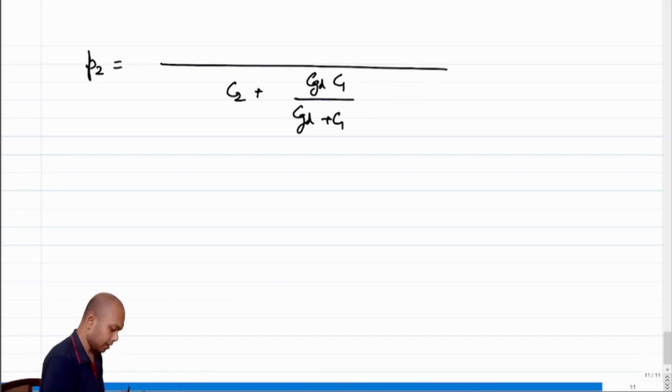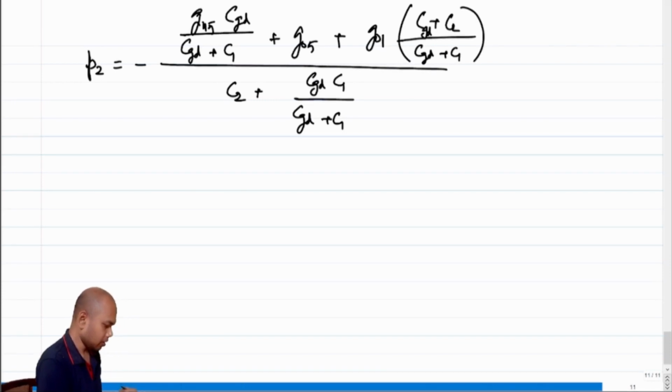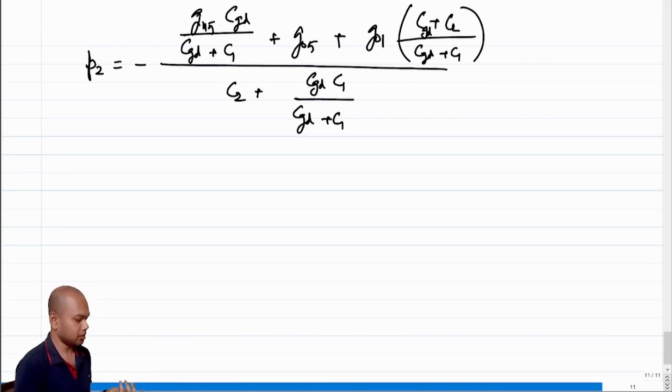and in the numerator what we will get is GM5 times CGD by CGD plus C1 plus G05, not GDS, right? We're not using GDS. This is G05 plus G01 times CGD plus C2 by CGD plus C1, right? So again, this seems to be a bit complicated, right? We'd like to make sense of it.